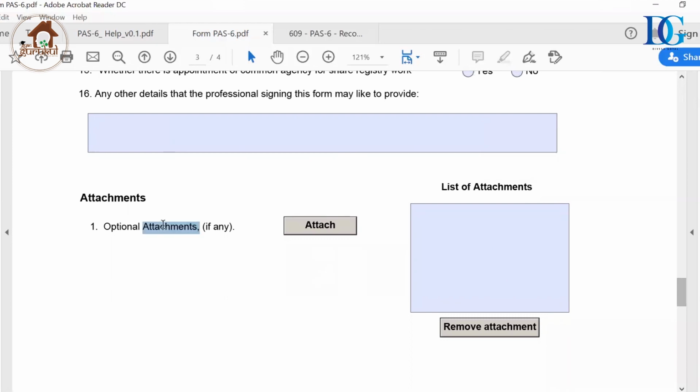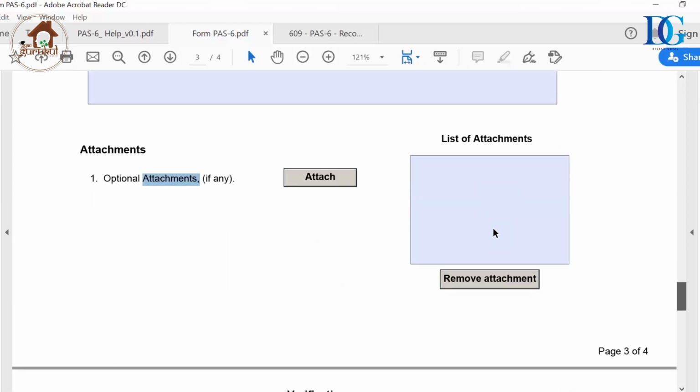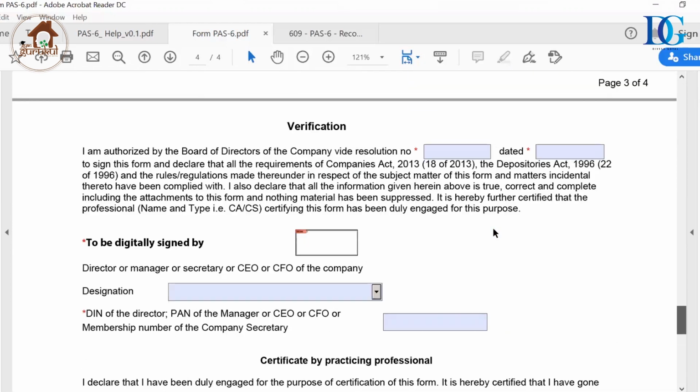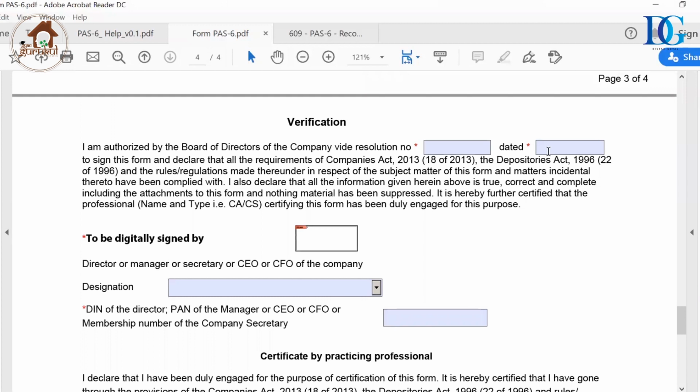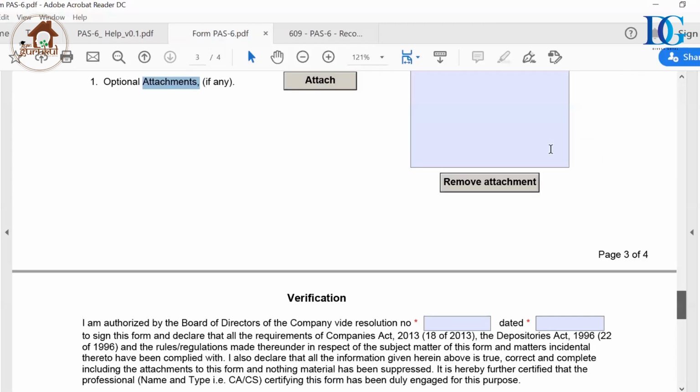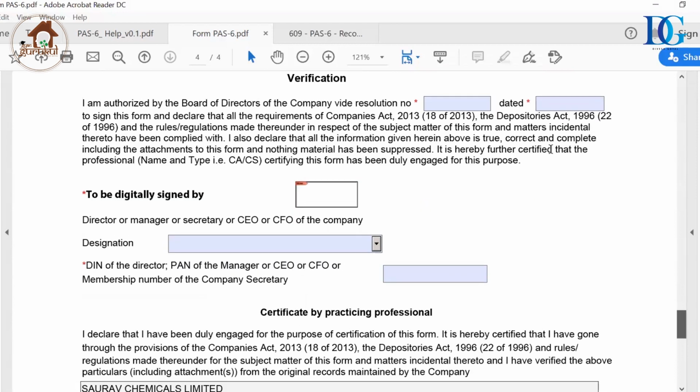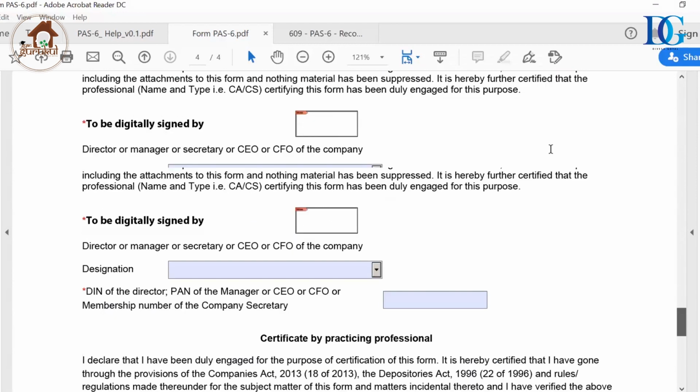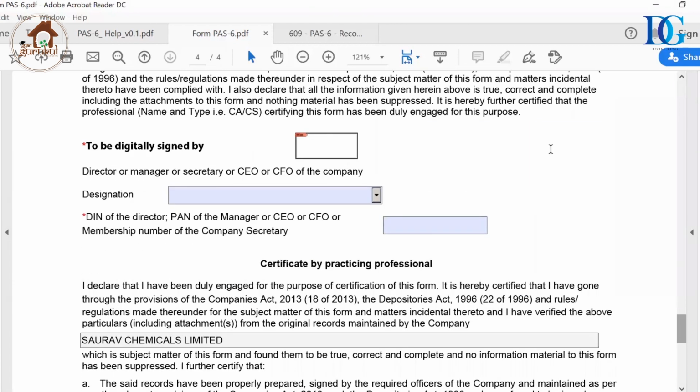There is no mandatory attachment in this form. If you want to attach anything, you can, but it is not mandatory. Then the company has to mention the resolution number and date in which the director or person is authorized to sign this form. All these things the company has to mention in this PAS-6 form. That's why I'm saying PAS-6 is a very easy form. The only thing is that we must have complete data regarding it.